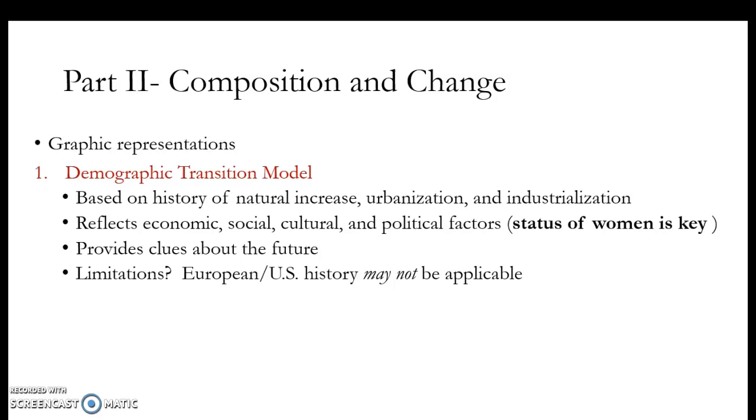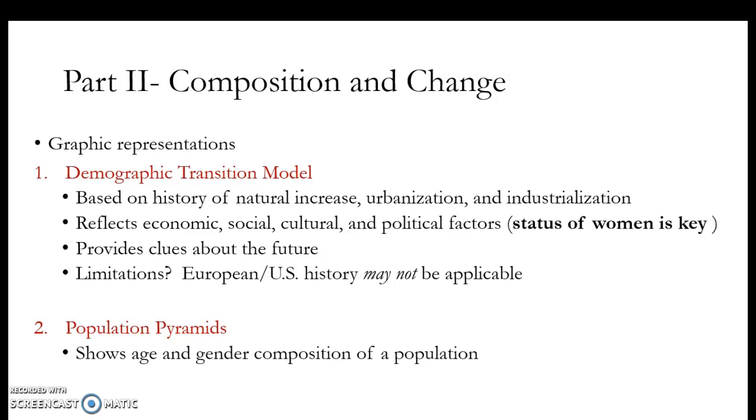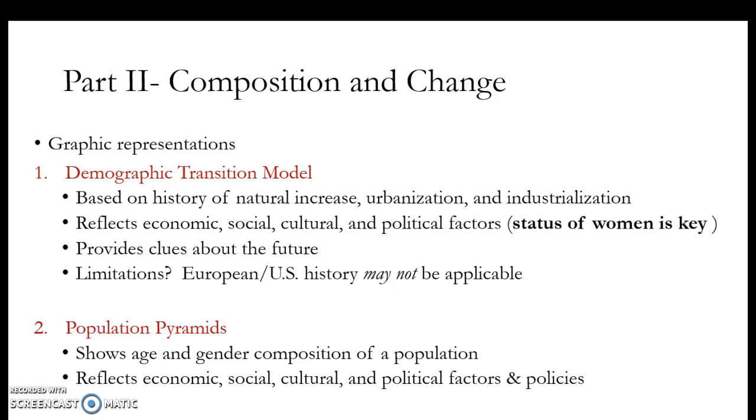The second model we're going to look at is known as a population pyramid. And the population pyramid shows age and gender cohorts within a population. It also reflects these different factors and policies. And a population pyramid will also tell us about the future in a different visualization, but both of these models combined help us understand where our population is today, what it went through in the past, and what to predict going forward.